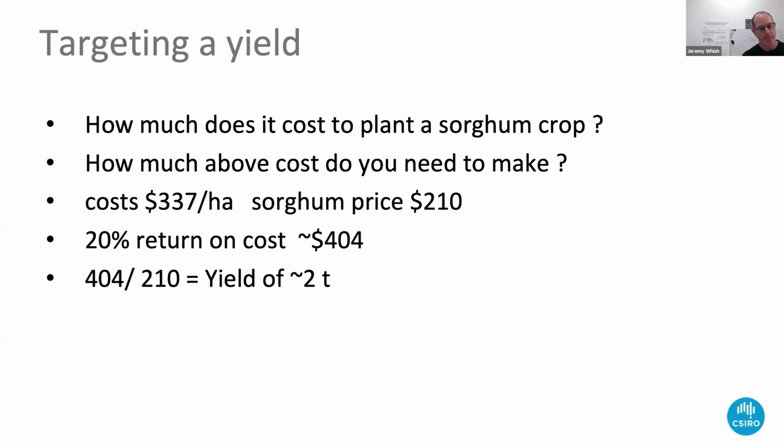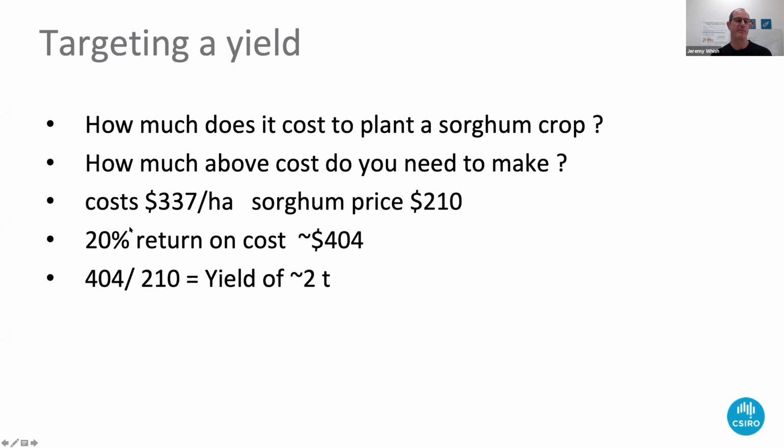Right. So I don't know whether you guys think about targeting yields when you are going to plant a crop. Roughly in your area, if you're going to plant and you're having to make a nitrogen decision, what sort of yield do you target? This list of questions is what I tend to work through with people. So how much does it cost to plant your crop? And how much do you need to make?